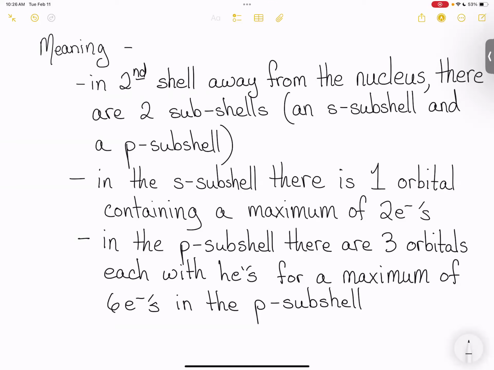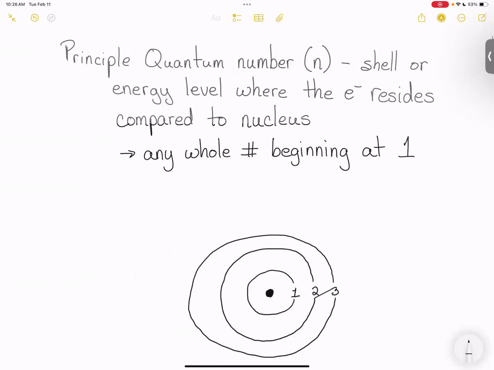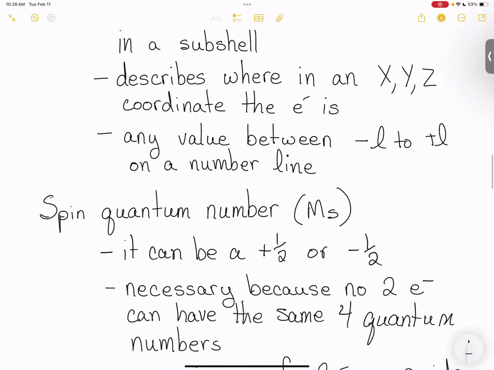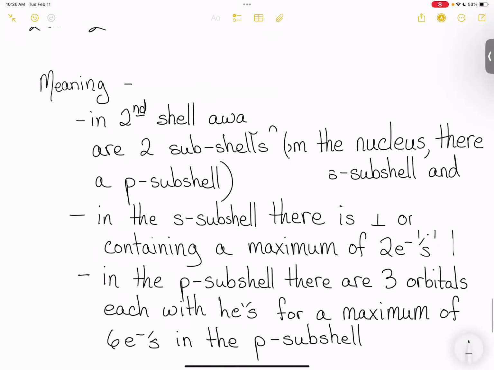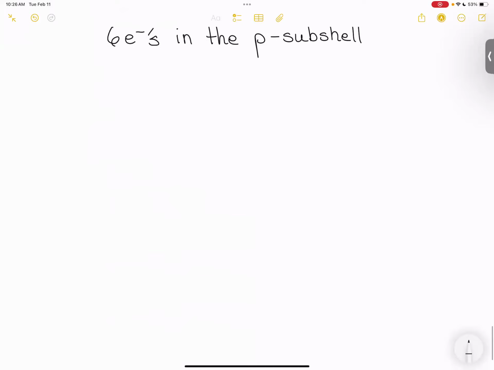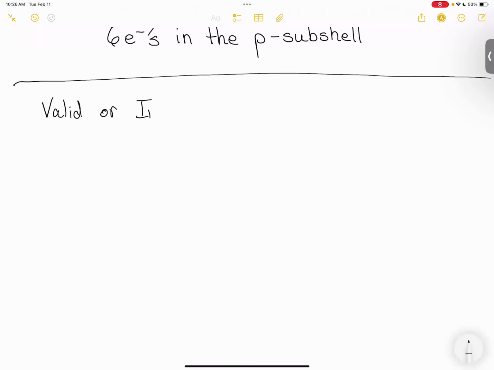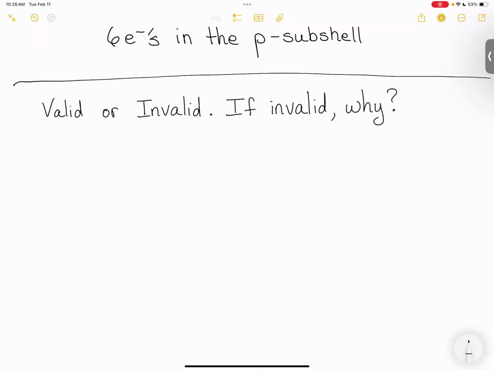Folks, let me ask you a couple of questions with quantum numbers. Valid or invalid set of quantum numbers, and if it's invalid, tell me why.